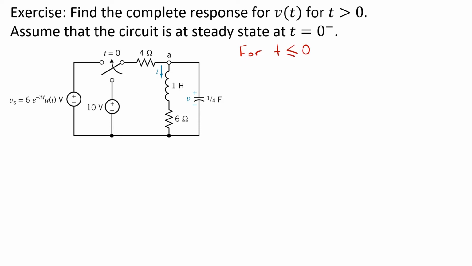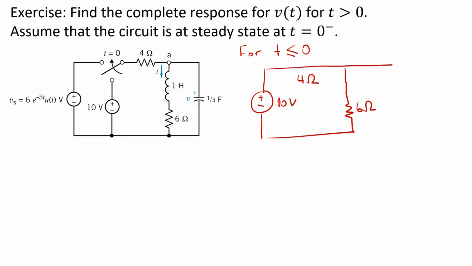In that case, we will have here our plus-minus 10 volt source. Here I will have 4 ohms. This is 10 volts. The inductor obviously behaves as a short circuit. And we will have here 6 ohms. And the capacitor will behave as an open circuit. And here we will have plus-minus V.